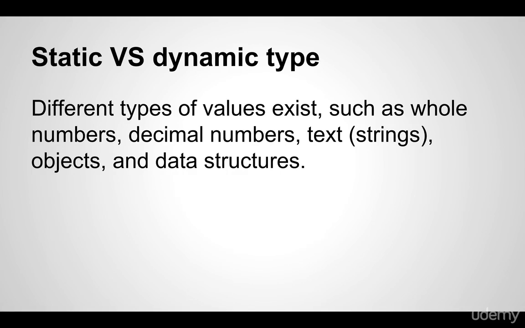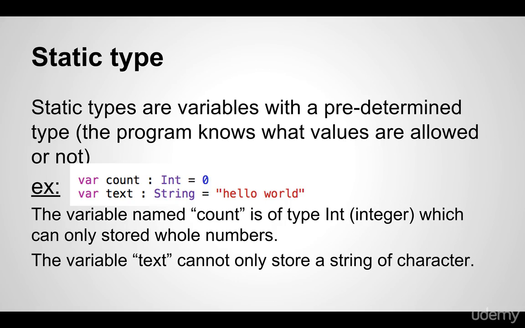Now, there are two different types of types, or two different ways. The first one is that the values exist, such as whole numbers, decimal numbers, text, objects, and data structures. So all of these are a bit different and work differently. And let's take a look at the static ones.